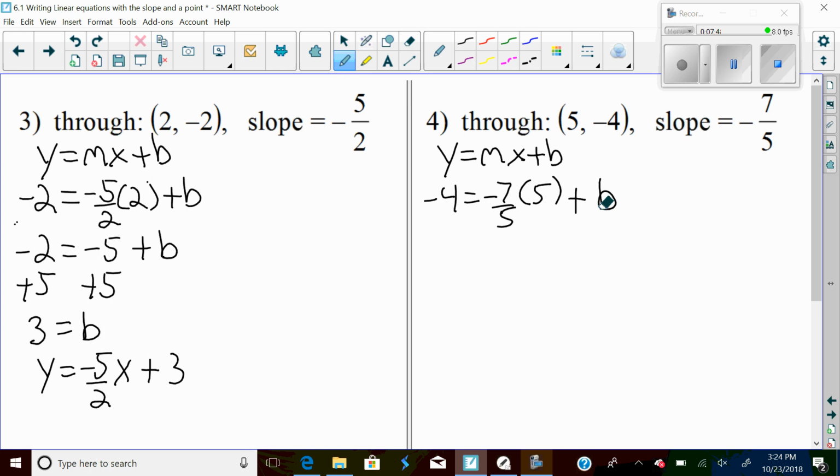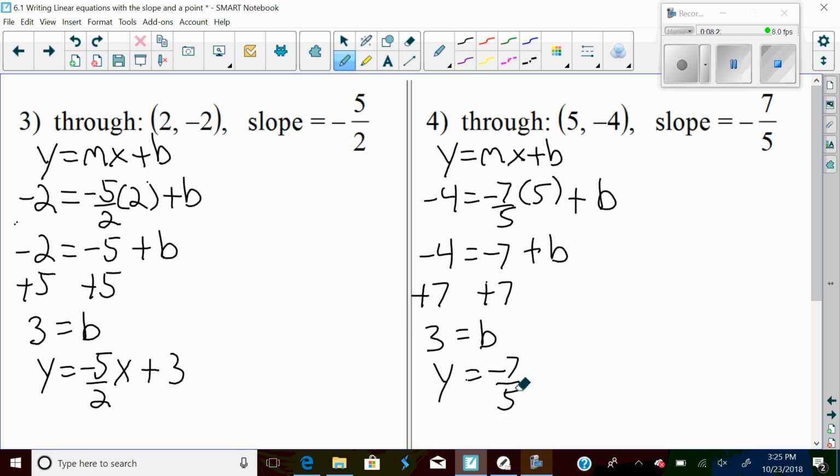All right, now we're going to multiply that. We get -4 is equal to -7 plus b. Then we add 7 on both sides. -4 plus 7 will be 3. Bring down the b here. So our y-intercept is 3 again. And we're going to write out the equation. y is equal to the slope, -7/5, times x, plus our y-intercept, which is 3.